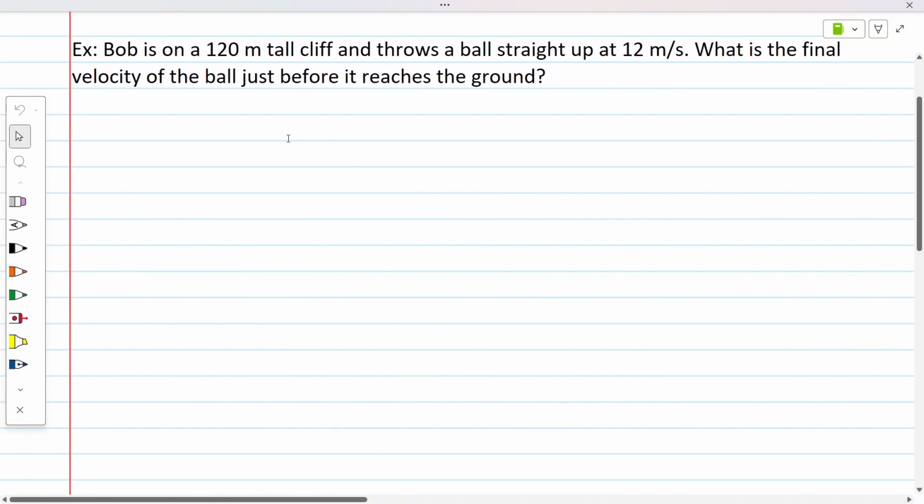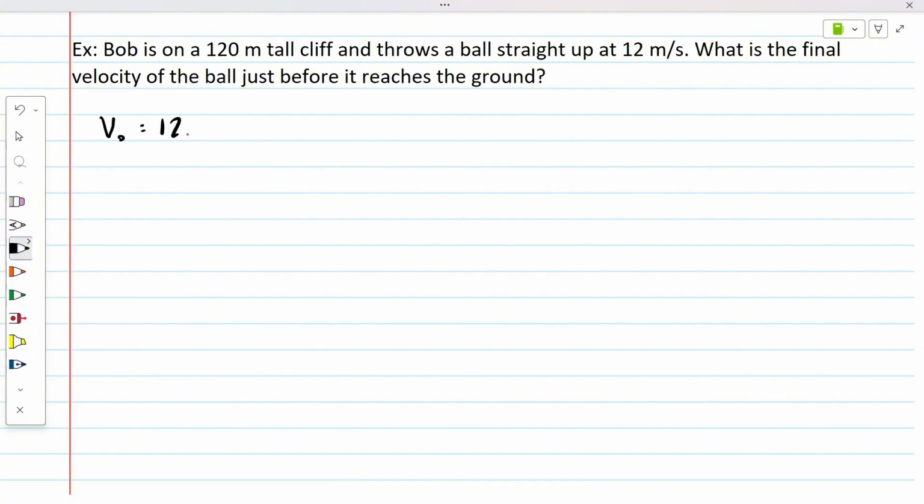So we see Bob is on a 120 meter tall cliff and throws a ball straight up at 12 meters per second. What is the final velocity of the ball just before it reaches the ground? Alright. So again, let's start out by listing what variables we are given. We know the initial velocity, v naught, is equal to 12 meters per second. And since he's throwing the ball upwards, we're going to leave this as a positive 12 meters per second. We'll know up is positive and down is negative. Okay? We know that the cliff is 120 meters tall.